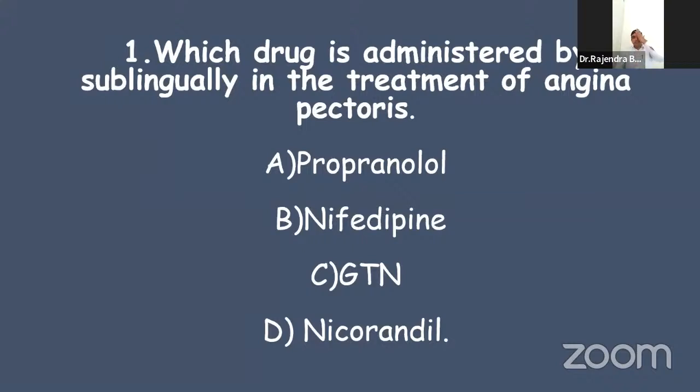Here we'll see the question: which drug is administered sublingually in the treatment of angina pectoris? As you know very well, we have seen in detail propranolol, nifedipine, GTN, nicorandil. All these drugs are anti-anginal agents. But the question is about the sublingual route, right? So that's why your correct answer is GTN. Now you can ask me what is nicorandil. It's a potassium channel opener. Next, please.